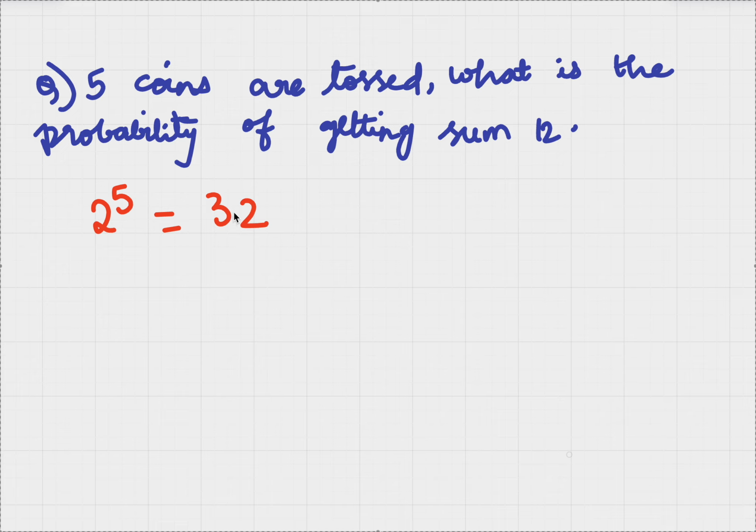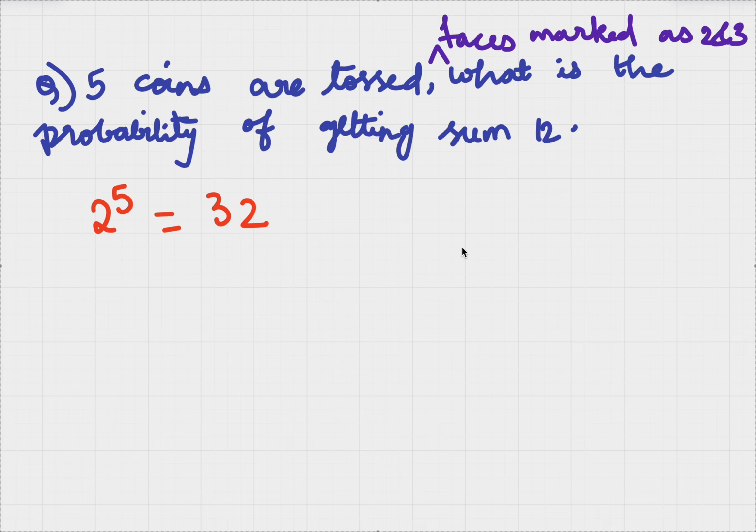I think I missed some part of the question, sorry for that. So the question is, 5 coins are tossed and the faces are marked as 2 and 3. Instead of heads and tails, we have numbers 2 and 3 on it. So we are asked, what is the probability of getting sum 12?